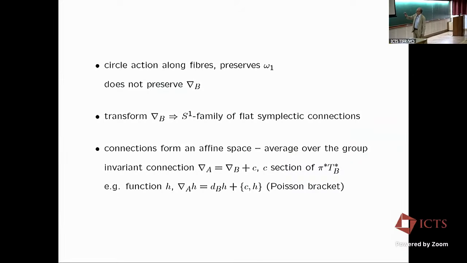So now, if I want to take the covariant derivative with respect to this new invariant connection of a function h, then it's the flat connection d_B h plus the Poisson bracket of C with that function h. And so this is my connection. So it's a symplectic connection, but it's not flat, as we'll see. But we need to determine what this C is.